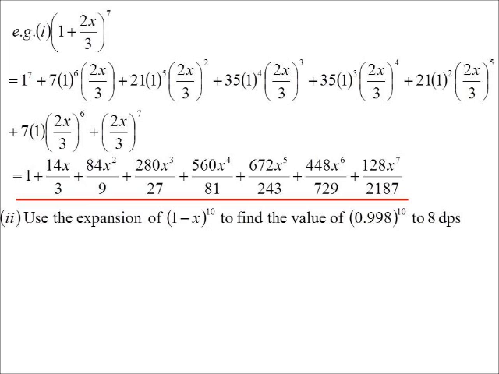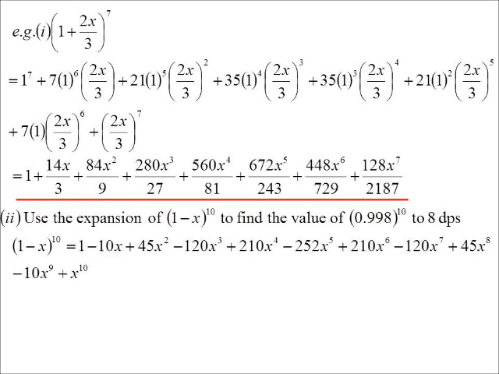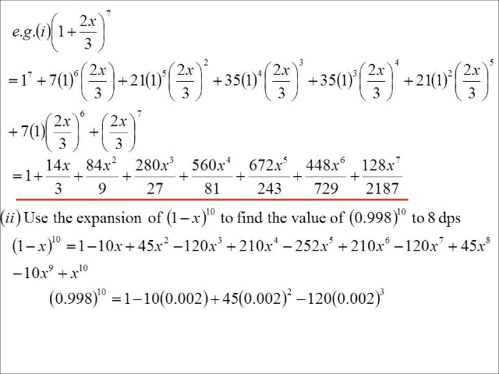People aren't going to have a calculator on them. And so if they want to know what 0.998 to the power of 10 is to 8 decimal places, and they haven't got a calculator, what are they going to do? I've given you a bit of a hint there. Instead of thinking of it as 0.998, we can use the expansion of 1 minus x to the power of 10, the best row of them all. 1, 10, 45, 120, 210, 252, 210, 120, 45, 10 and 1. Because it's negative, the signs alternate, so plus, minus. But for x, all we've got to do is substitute in 0.002, because 0.998 is 1 minus 0.002.